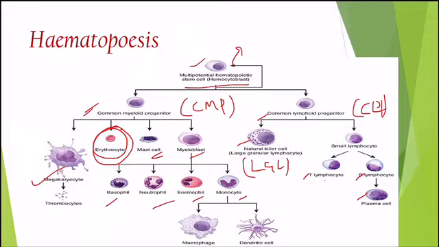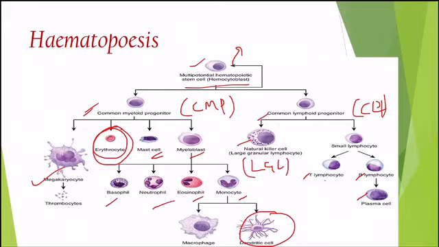So this is about hematopoiesis, the origin of different kinds of blood cells. And the dendritic cells are produced by both lymphoid lineage and myeloid lineage.